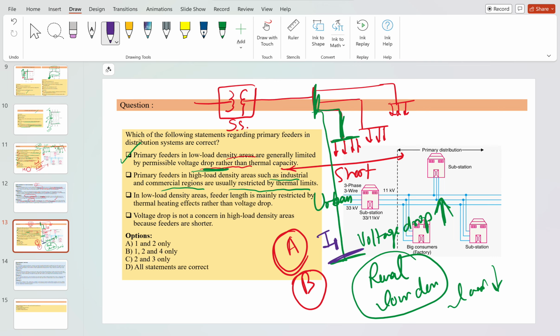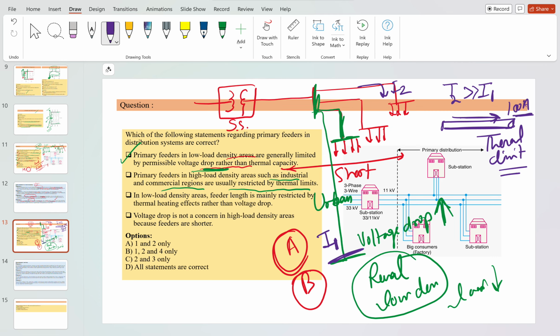Suppose I consider I1 here, and the current flowing here is I2. I2 will be more than I1, because there are industrial equipments and commercial regions, so the current requirement is very very high. So when you have this feeder line, suppose here it is flowing 100 ampere, there it can be thousand ampere also. So thermal limit is the major criteria to define, okay.